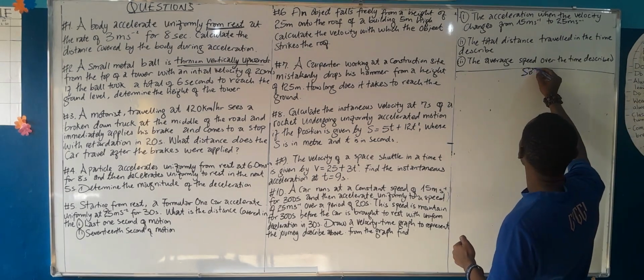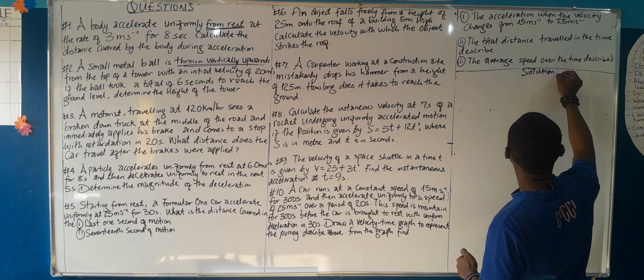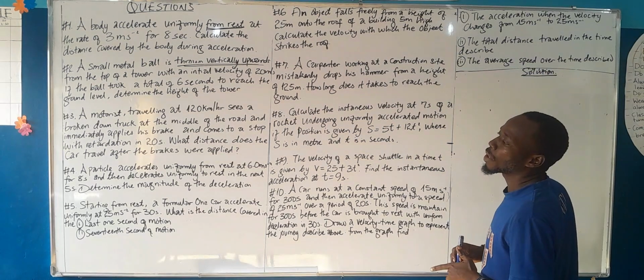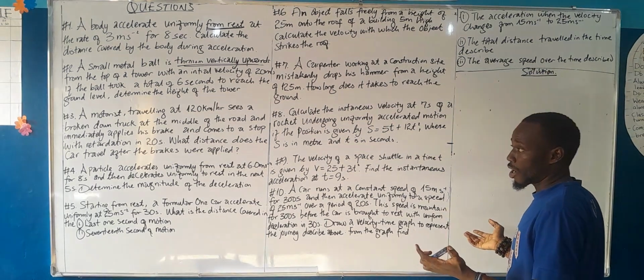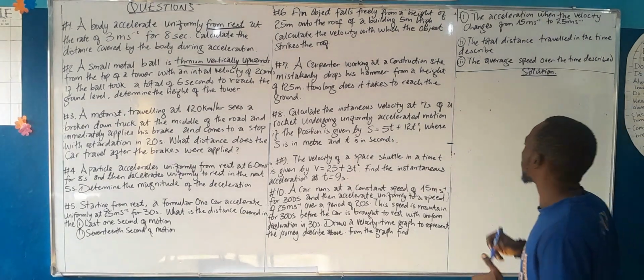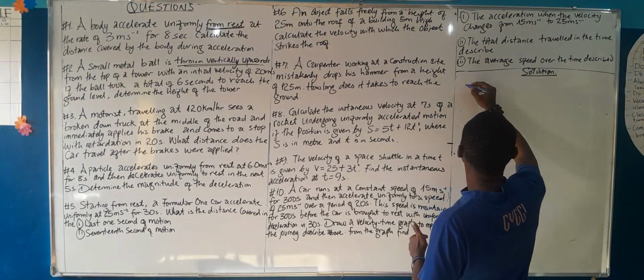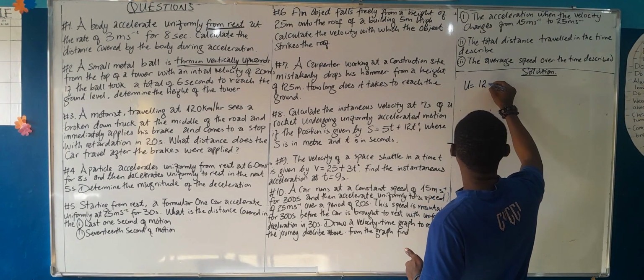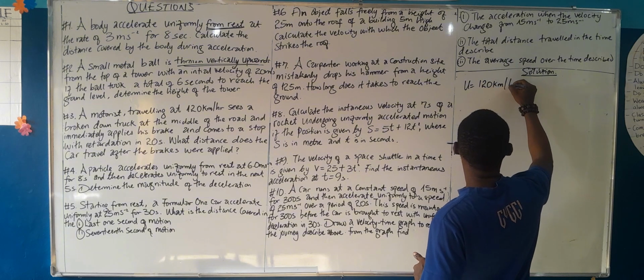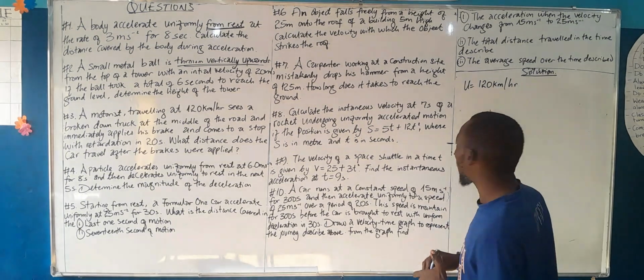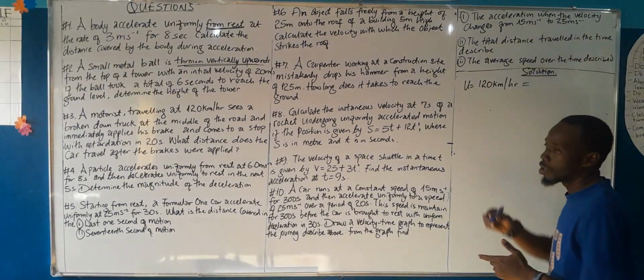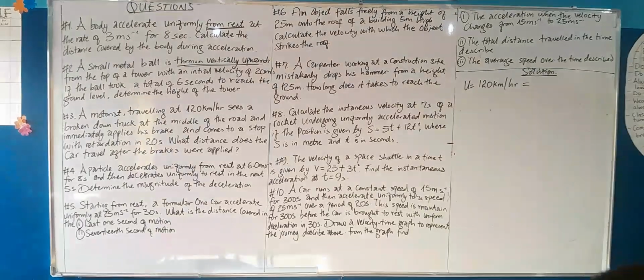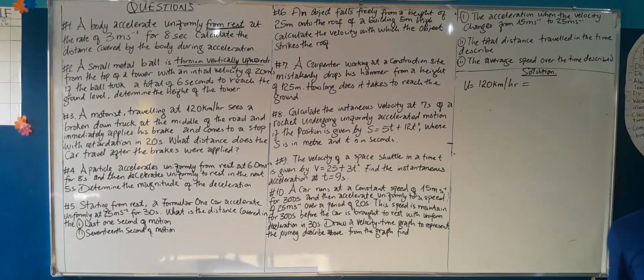Let's make this simple solution. A motorist travels at 120 kilometers per hour. So U equals 120 kilometers per hour, and we need to convert this to meters per second.